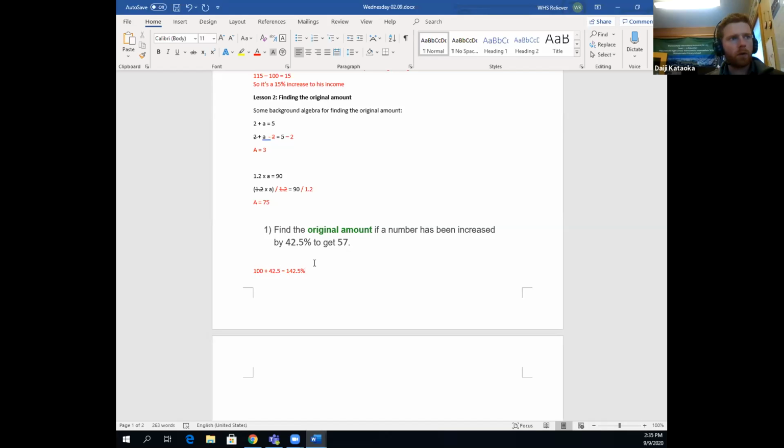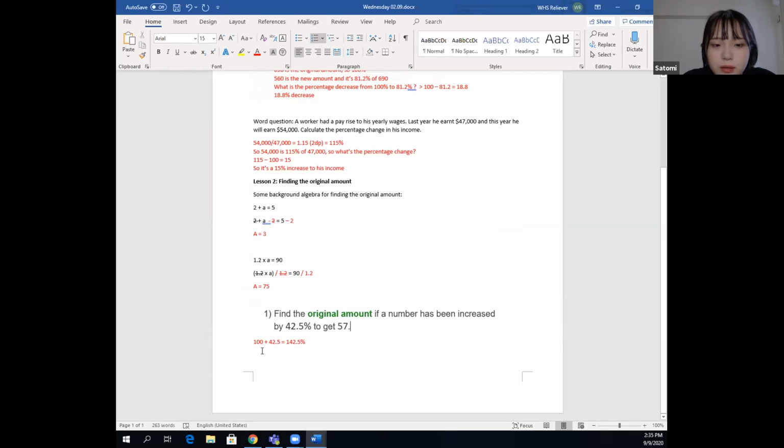Good. So 57 is 142.5% of the original. So what's our next step? The 1.425. Okay, multiply. Good. Yep. 1.425 times A, we can just call it A, equals 57. A being the original amount.